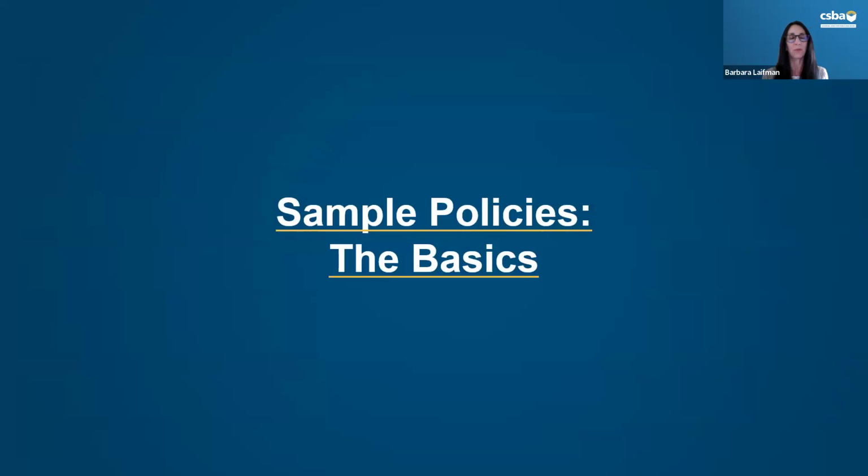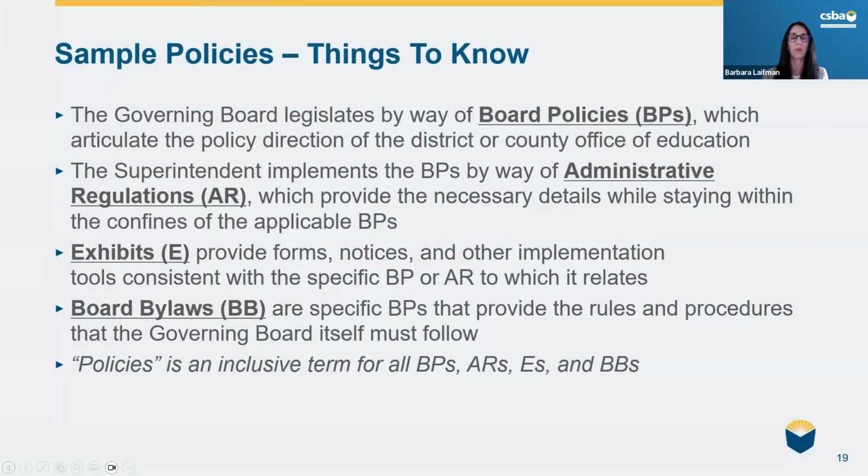And we'll move on now to the more towards content of policy. Okay, so next slide, please. So as an introduction to the updates, let's look at a brief description for each of the documents. So as we all know, we have board policies, which are the conduit by which the governing board legislates, and they articulate the policy direction of the district or county office of education. Next, there are administrative regulations, and this is the premise upon which the superintendent implements the board policies, and they provide the necessary details while staying within the confines of the applicable board policies.